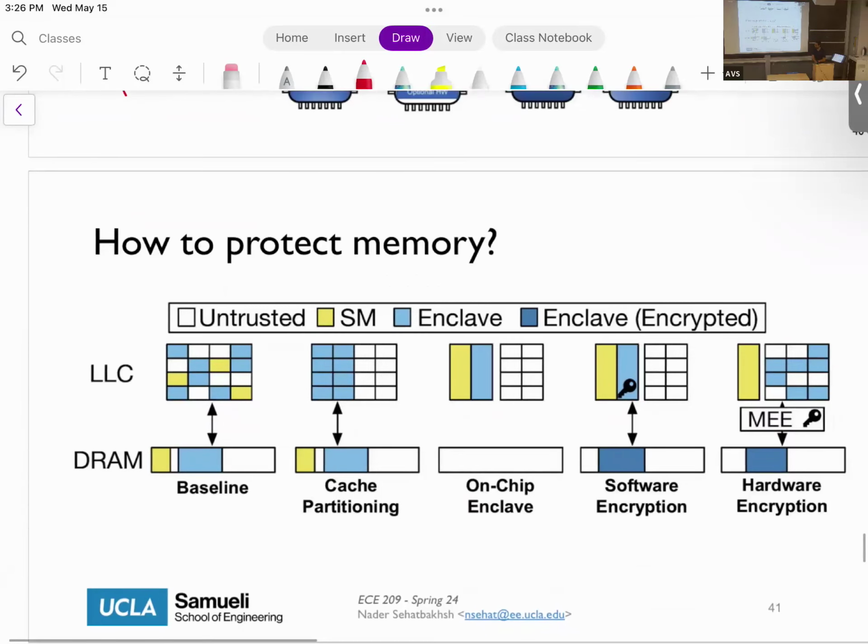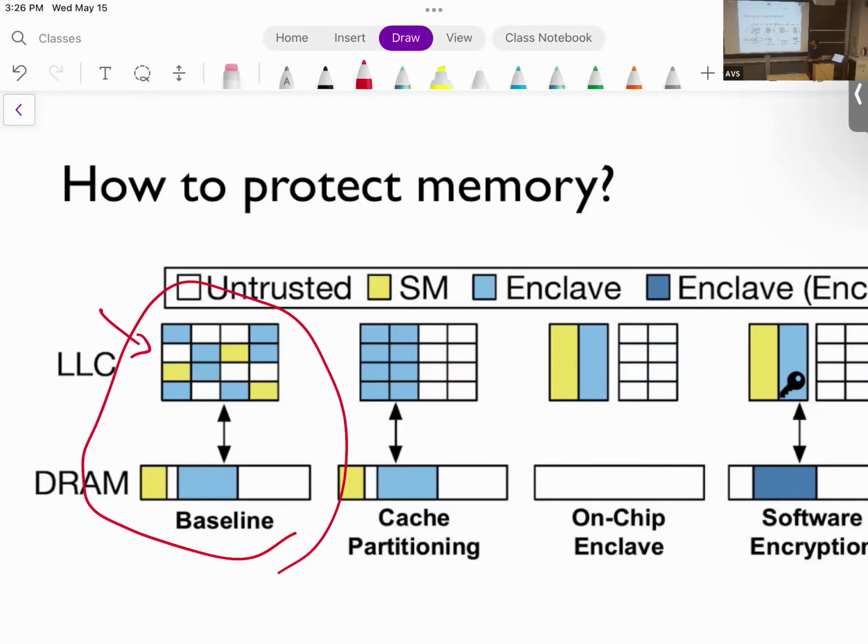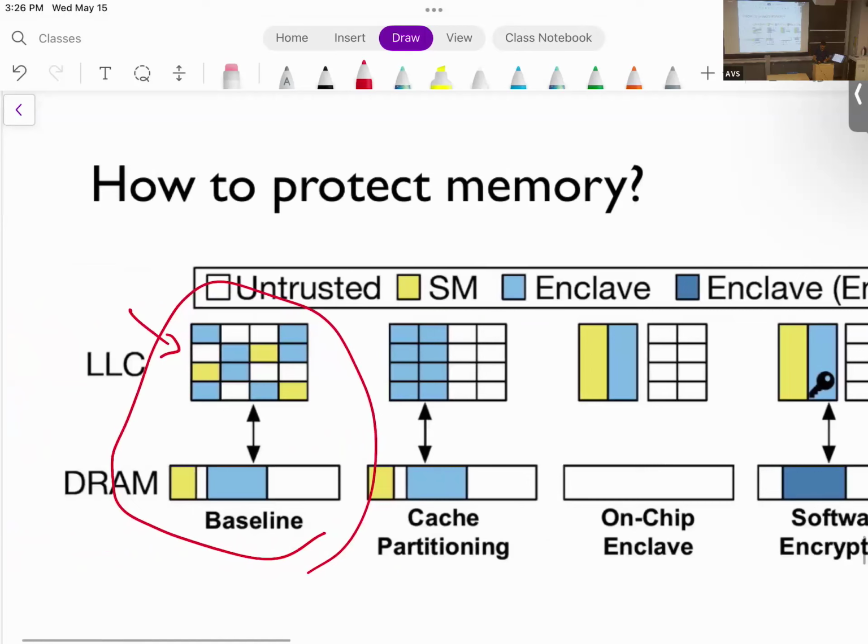There are 4 things that Keystone does to improve the isolation. The main thing that Keystone does is cache partitioning. The reason for cache partitioning is that Keystone wants to eliminate cache side channel attacks. So if this is your regular system that is not secure, for example, you can have code for your security module and your regular applications and your enclaves and your untrusted applications like this. You can have a combination of all that.